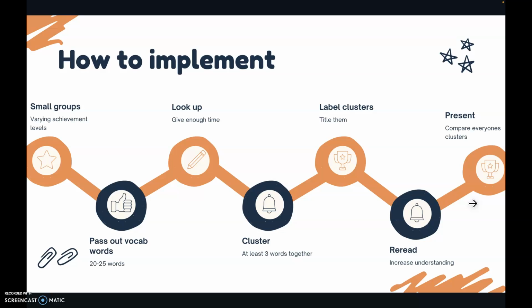In each cluster that they make, they have to have at least 3 words. After that, they have to title each cluster. They did all this to increase their understanding when they reread the text. So they read it again, and then they will actually know the different vocabulary words. After that, you want to present them. Each small group gets to present their cluster, and then they can compare and contrast with everyone else's clusters.